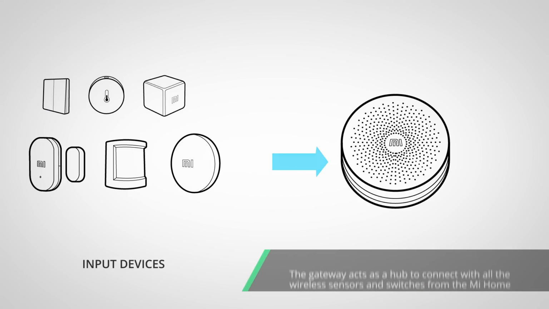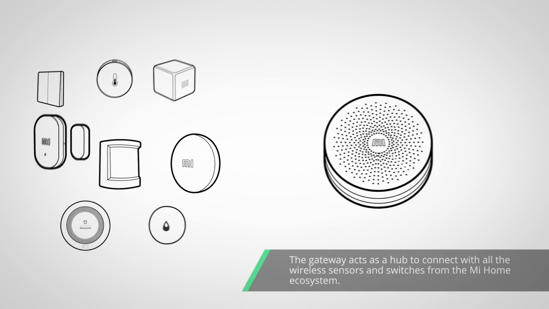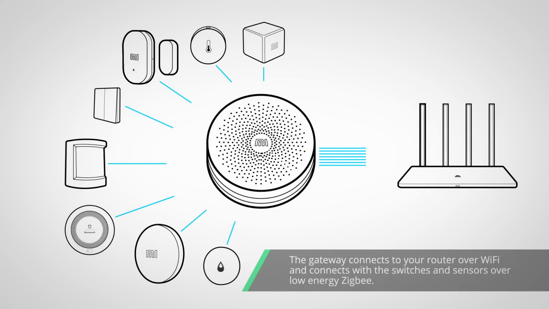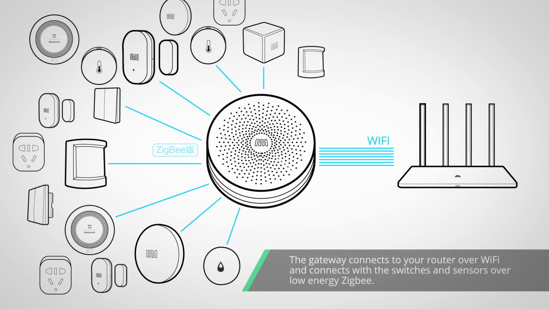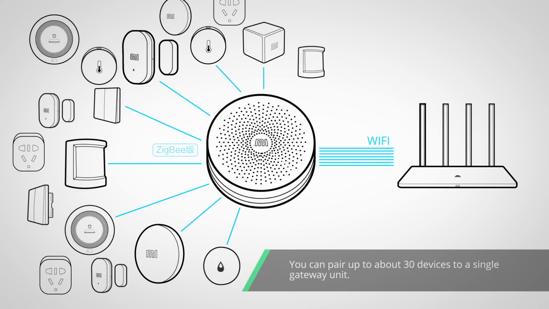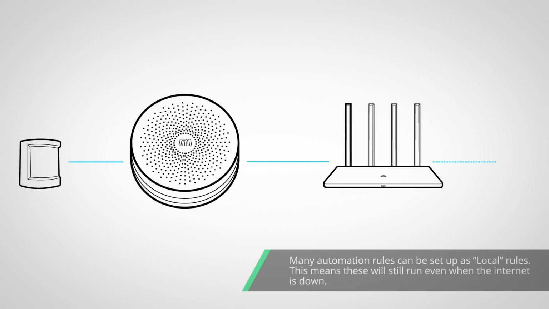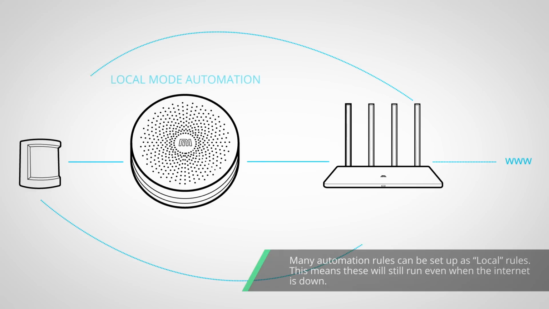also functions as a central hub for all these wireless sensors and switches in the Mi Home ecosystem. The gateway connects with your router over Wi-Fi and it connects with all these sensors over low energy Zigbee. You can pair up to about 30 devices to a single gateway. Many of the automation rules can work on local mode. This means the motion sensors could still trigger lights or an alarm even when the internet is down.